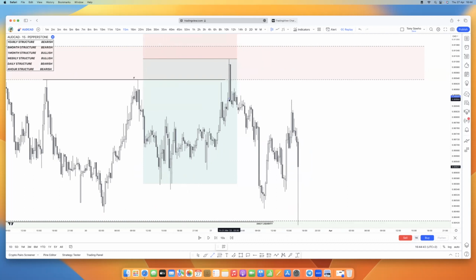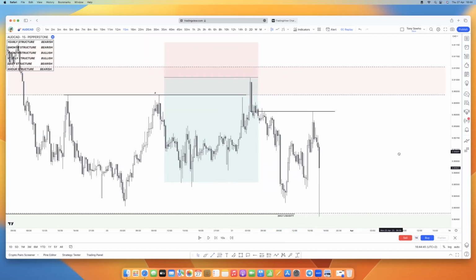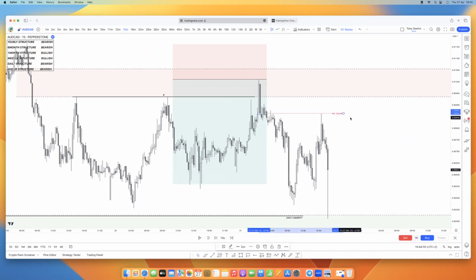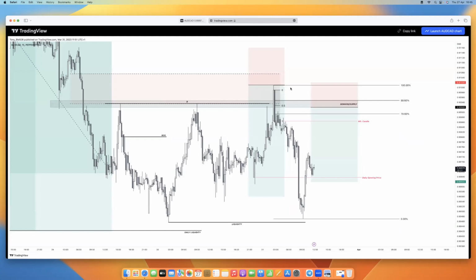Now I had this marked up because I was of the opinion that price could come to this mitigation candle and reject. And that was what price did. Price came down to the mitigation candle exactly, no drawdown, and then just dumped from there, straight. As you can see, I tried to reduce the stop loss more, and I was anticipating that price was going to come to this level.